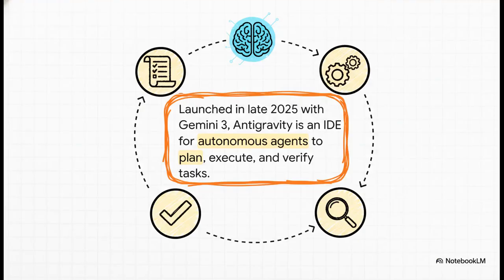So anti-gravity dropped in late 2025, powered by the Gemini 3 model. And it was built from the ground up to be an AI-native environment. Now, what that really means is that the IDE isn't just for you, the human. It's built for the AI agent itself. The whole point is for the agent to be able to plan out what it's going to do, and then check its own work, all pretty much on its own.